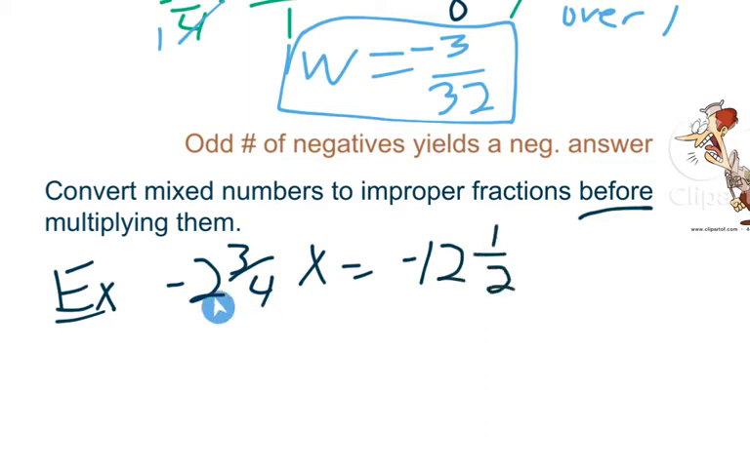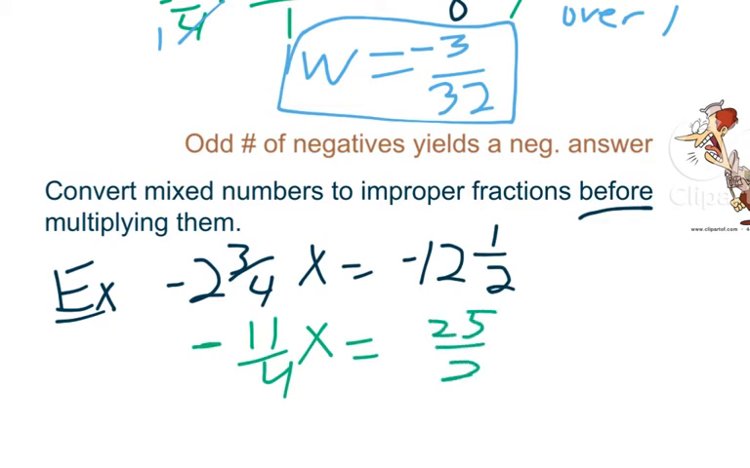So 4 times 2 is 8. 8 plus 3 is 11. That'll be 11/4. And don't forget it's a negative x. And then the same thing over here. 2 times 12 is 24 plus the 1. We have 25 over 2. And again, don't forget about that negative. And now we can multiply by the reciprocal.